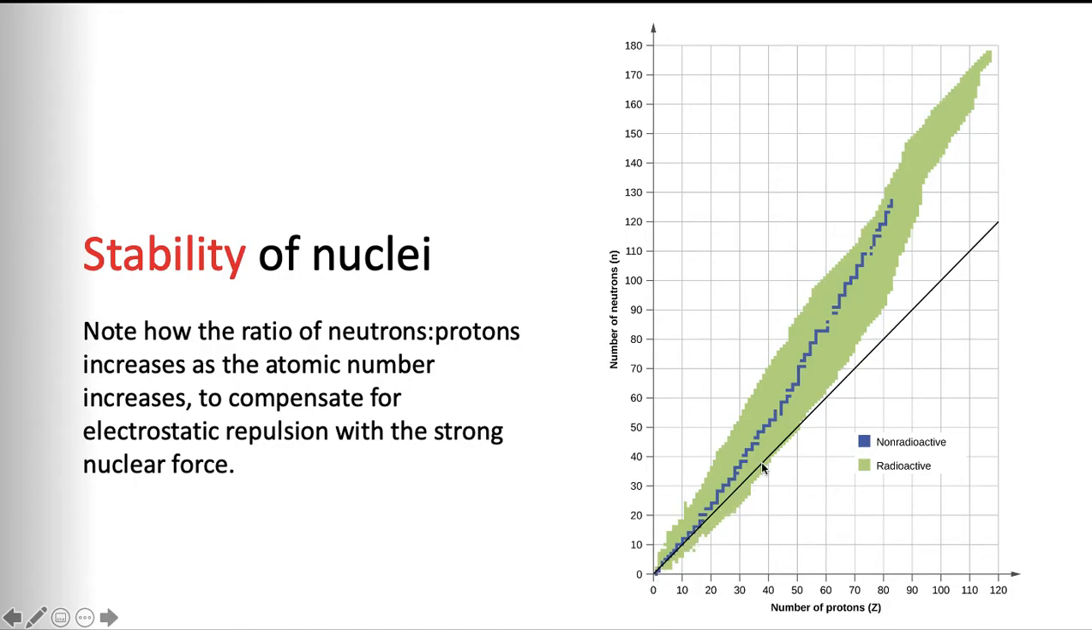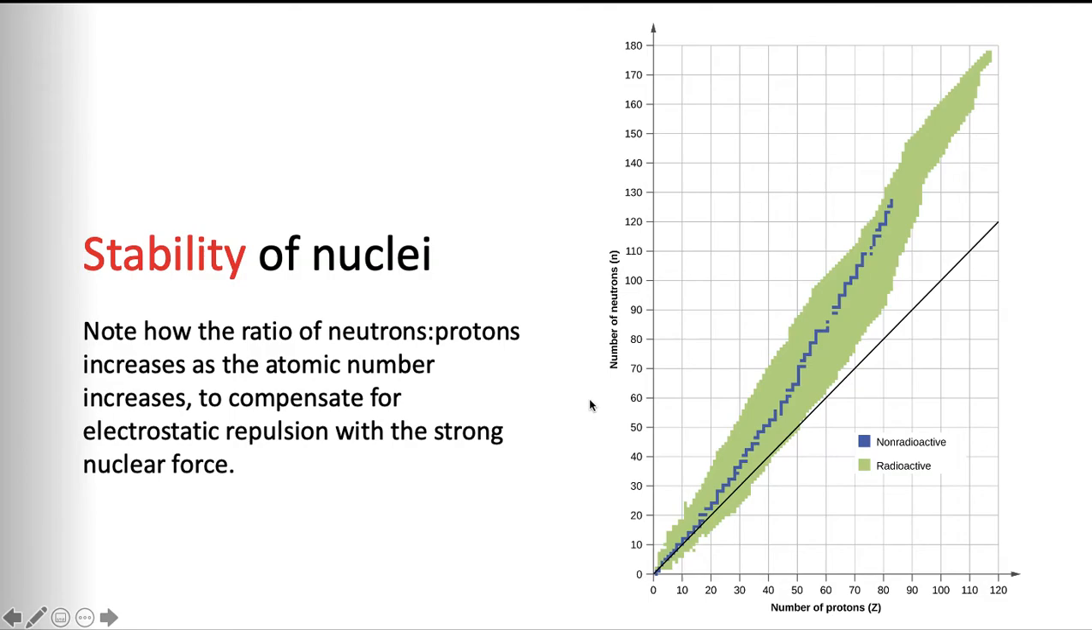However, if we get to larger elements, we see a deviation from this 1-to-1 ratio line. We actually see it curve upward towards the number of neutrons. So there's a larger number of neutrons for these elements up here than the number of protons.